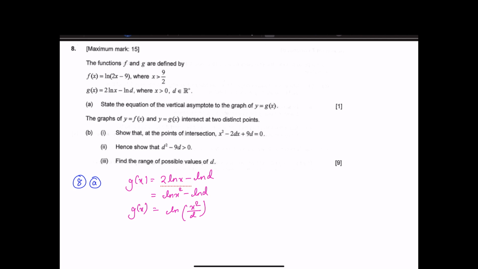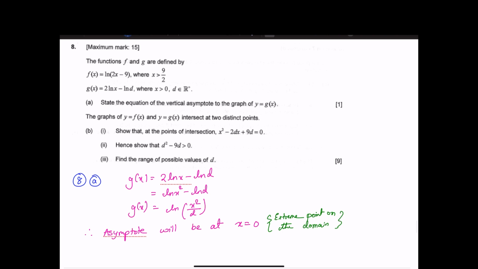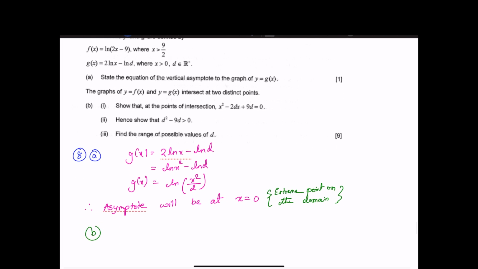So for the asymptote, g(x) will be defined only when x is greater than 0. So your asymptote will be at the extreme point of the domain, which is x equals 0. So yeah, it will be at x equals 0, which is the extreme point of the domain. So A is done. Now let's move on to part B.